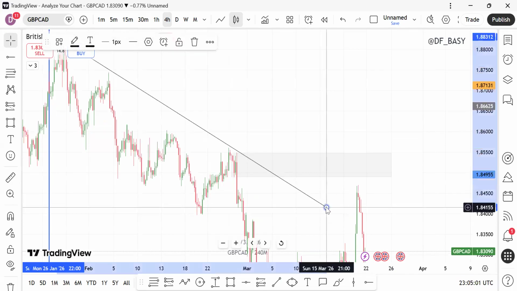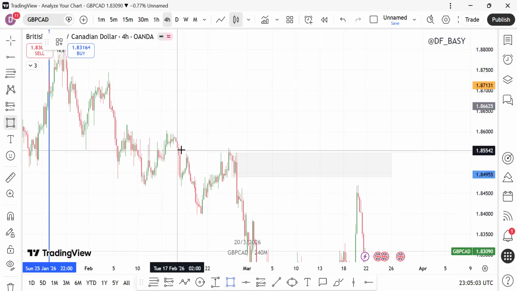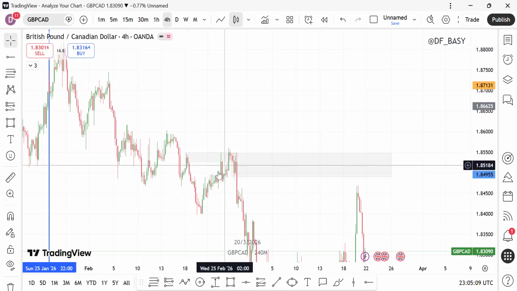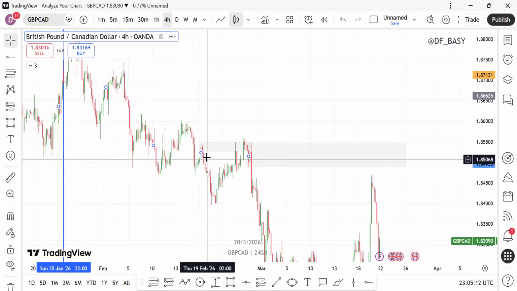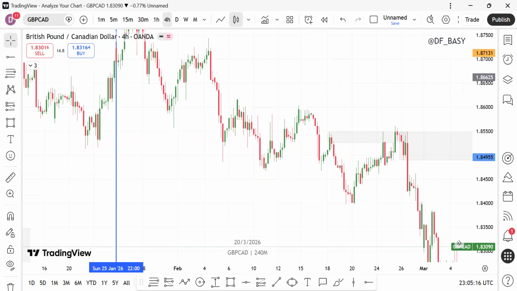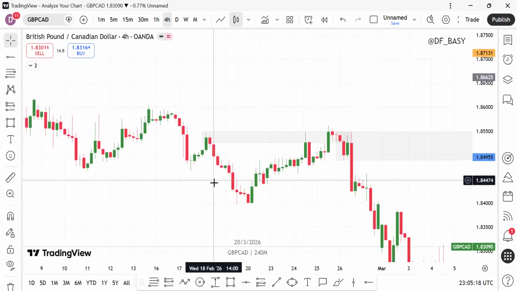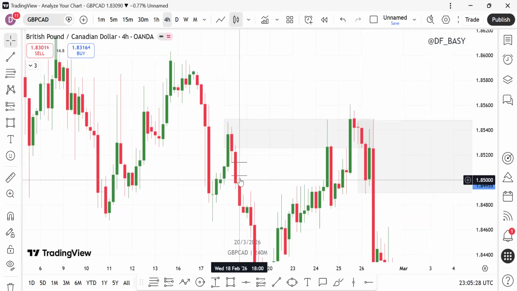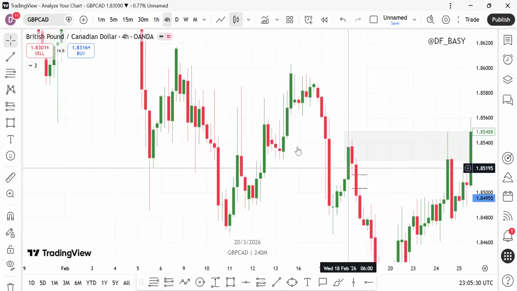Hold on. This is a bearish order block. You have the bearish and bullish candle. You have the imbalance. Hope you are with me. You have the imbalance here. They have the bearish and bullish candle. All right.